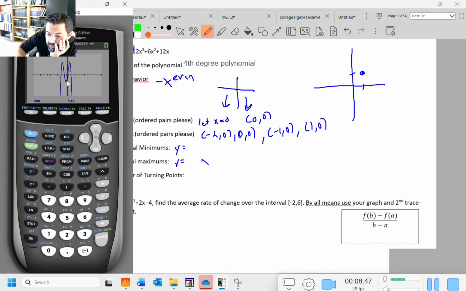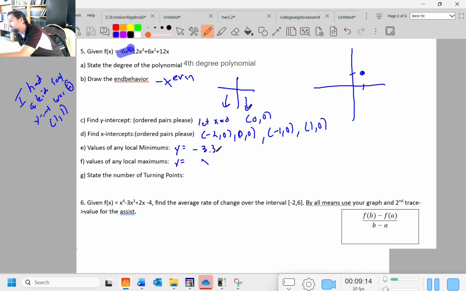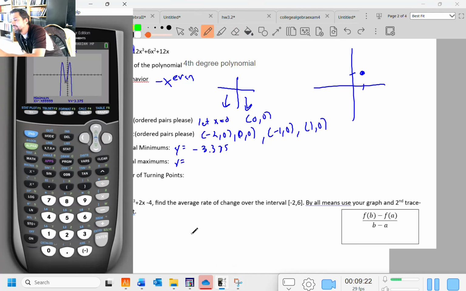So this is going to be a minimum right here. Second trace, that's where everything is. Choice 3 is the minimum. I'm going to get left of the minimum, press enter. I'm going to get right of the minimum, press enter. And I'm going to press enter a third time for a guess. And all I want is the y value. And you shouldn't have rounded it. I mean, it was a perfect number. I don't know why you rounded it. It was -3.375. Would have been cool if somebody would have given me that as a fraction. Of course, nobody did. It'd be -3 3/8.